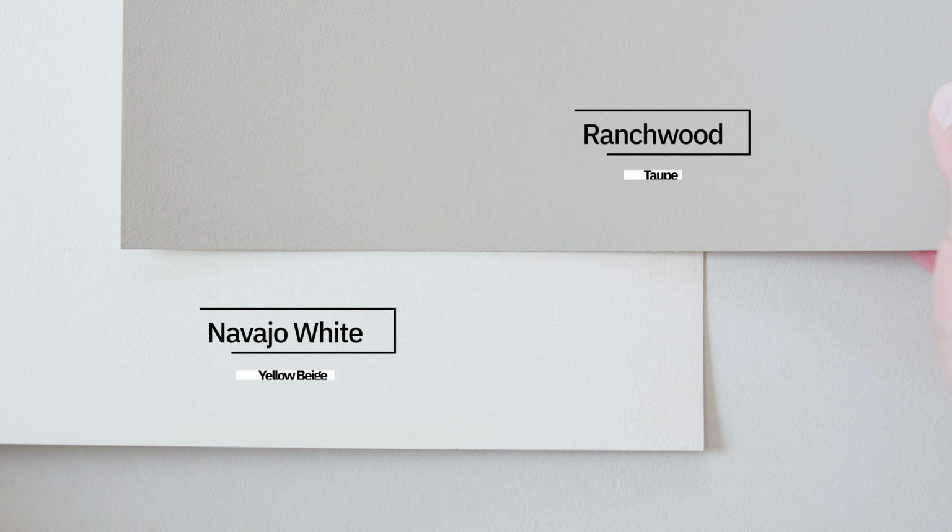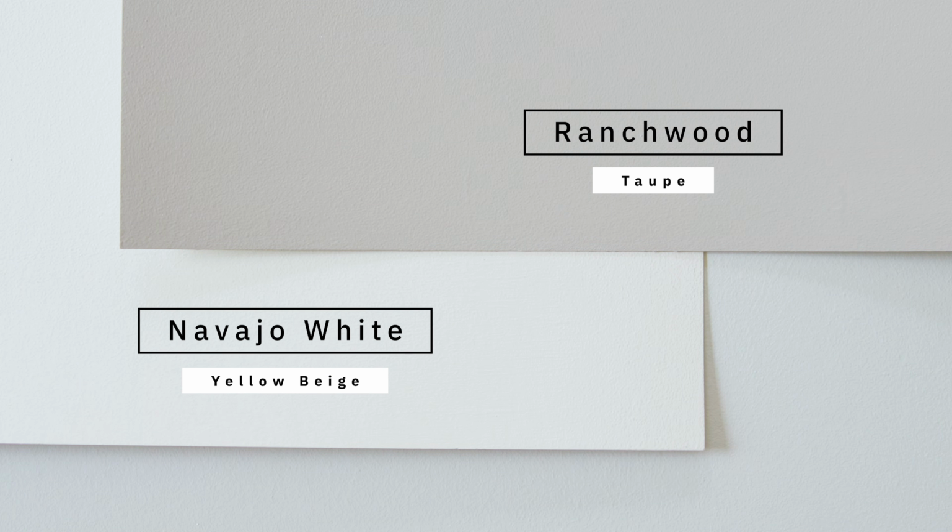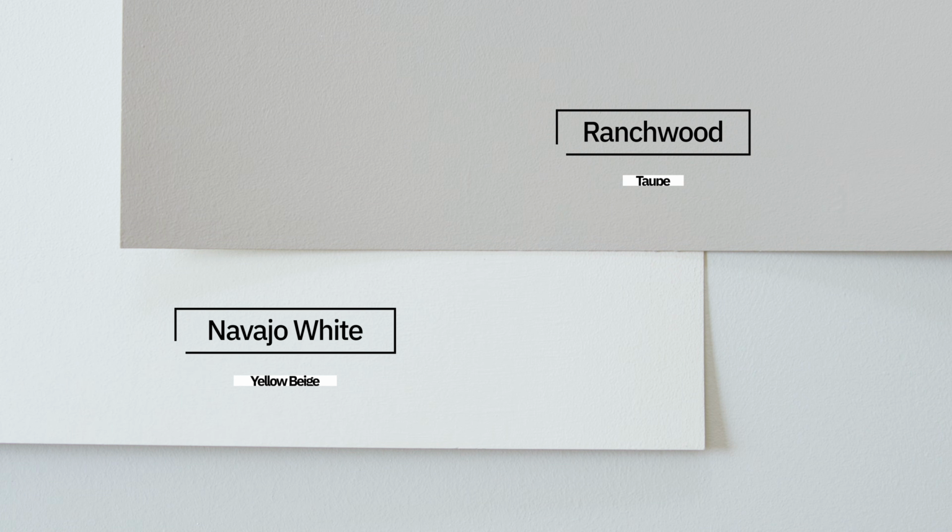The second one may surprise many of you, and it's called Navajo White. Often online, you're going to see a lot of people say Navajo White is a cream, but actually it's really a yellow beige. Watch what happens when you compare this with Ranchwood. Again, you're going to see that yellow beige in Navajo White.